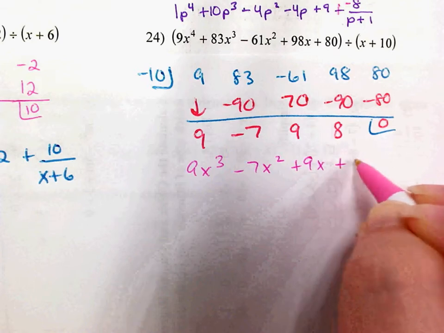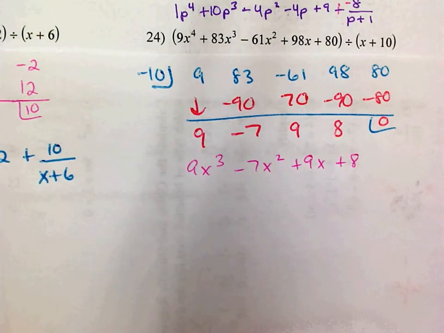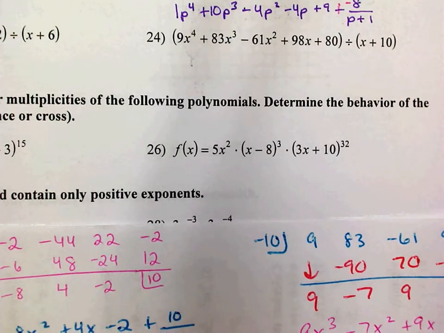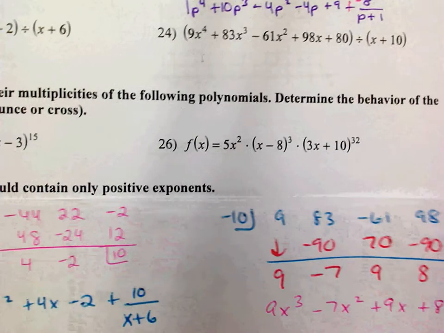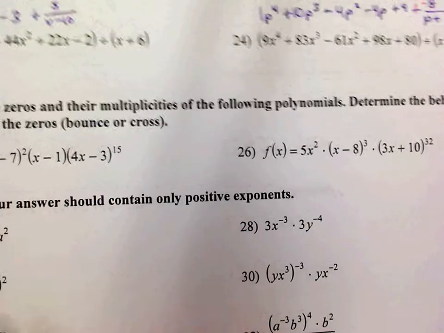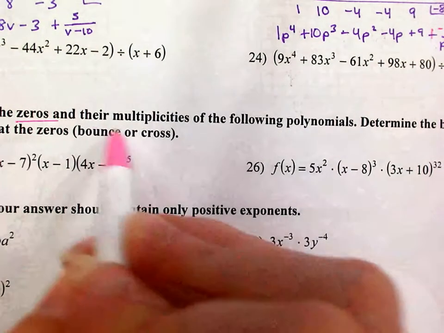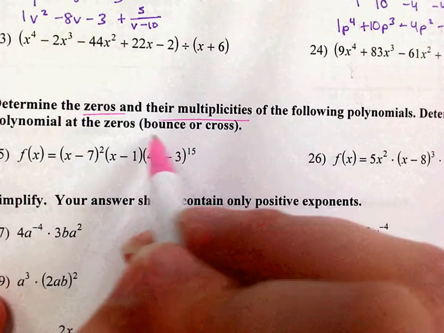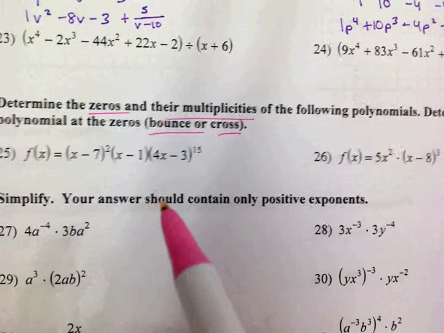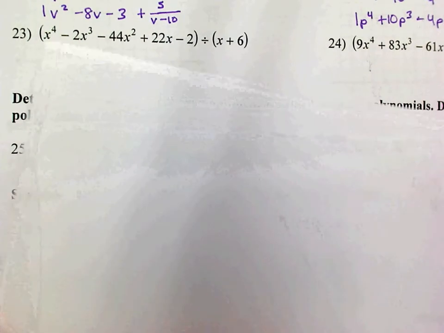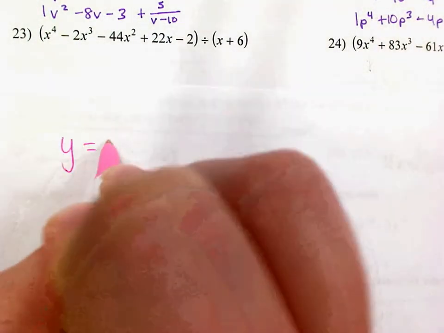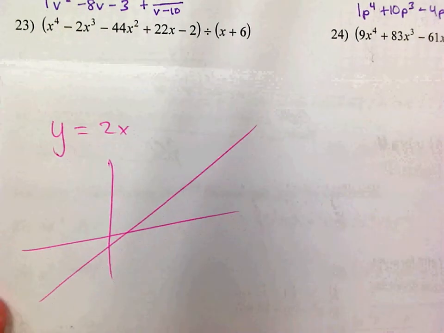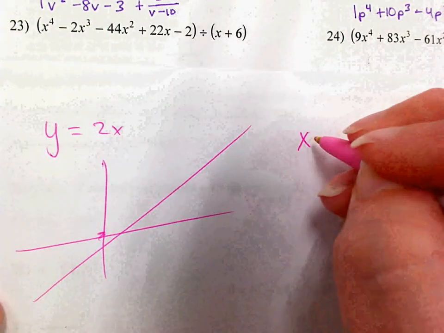Okay, I say we do 25 and 26 and call it a period. Okay? Determine the zeros and their multiplicities, and then determine the behavior, meaning does it bounce or does it cross. Just right quick as a little reminder, if you have a linear function, y equals 2x, doesn't that just kind of go straight through the x-axis? Actually goes to the origin, but whatever. What if you have y equals x squared? Isn't that a parabola that bounces off? Okay. The power is odd, we cross. The power is even, we bounce.